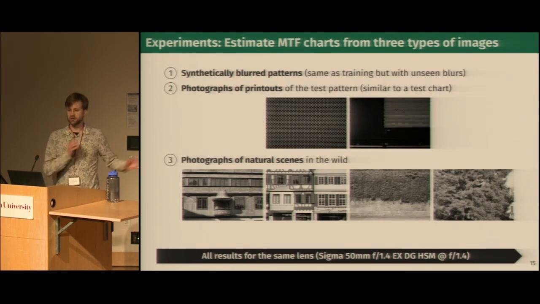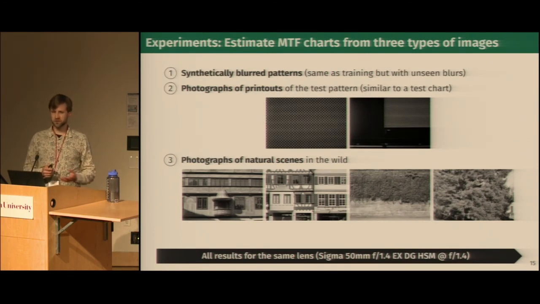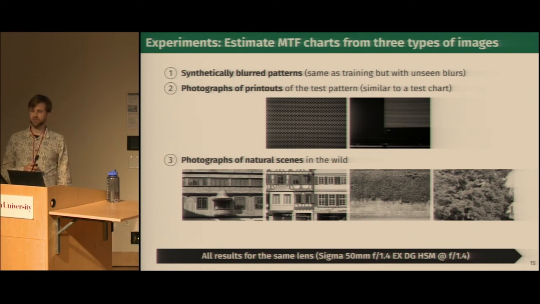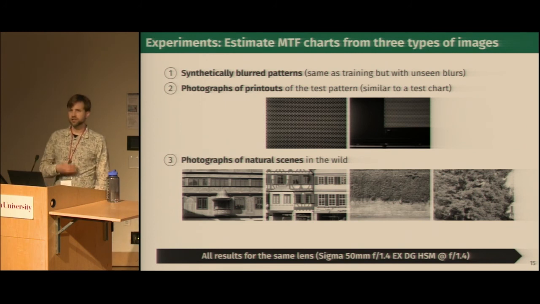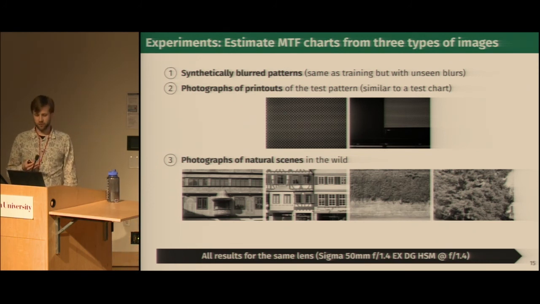Okay, so now this is all the setup. Now I want to come to the experiments and the results and show you how our system works. Basically we're looking at 3 different types of experiments. First, we do a kind of sanity check. We use synthetically blurred patterns just to see that the system can actually work on data that has been processed in the same way as the training data, but with blur kernels that it hasn't seen before.